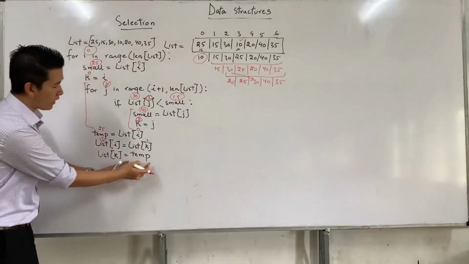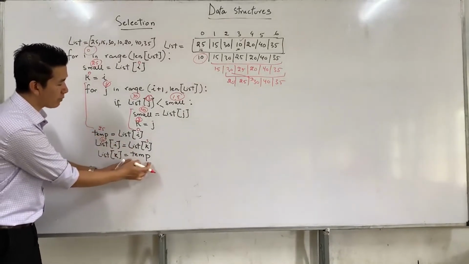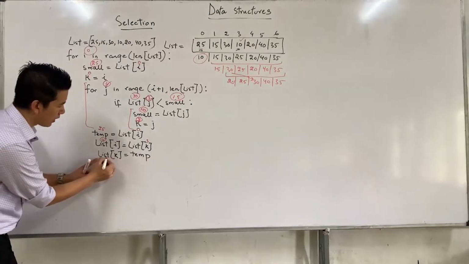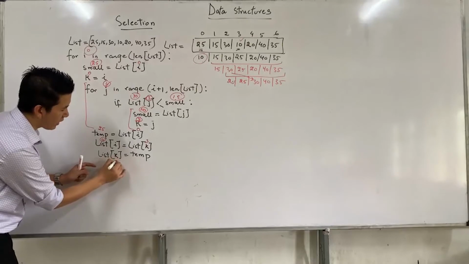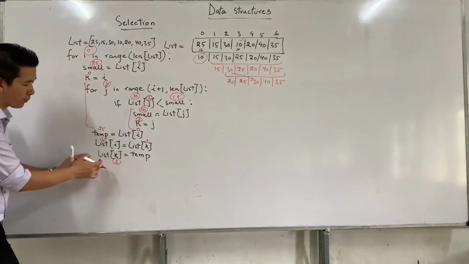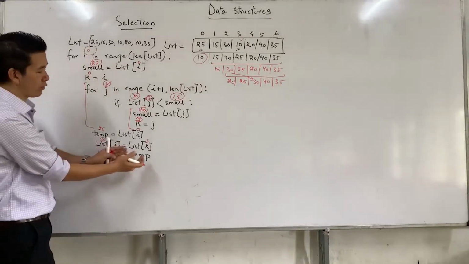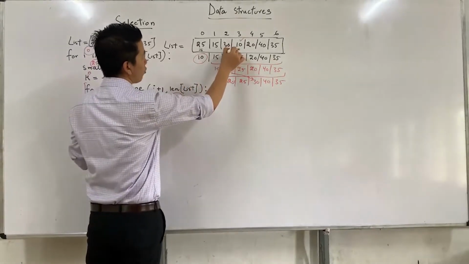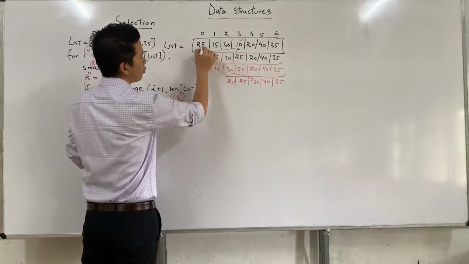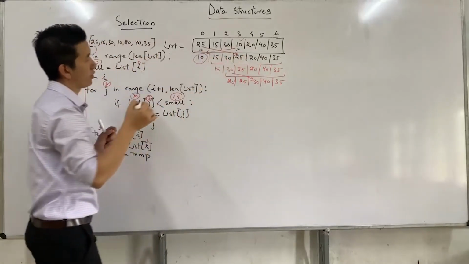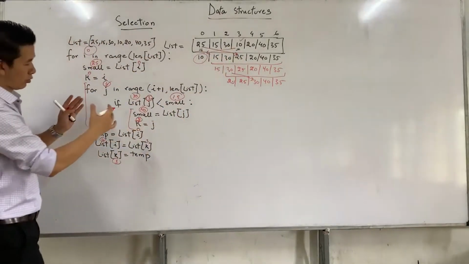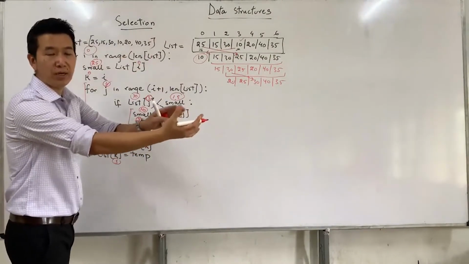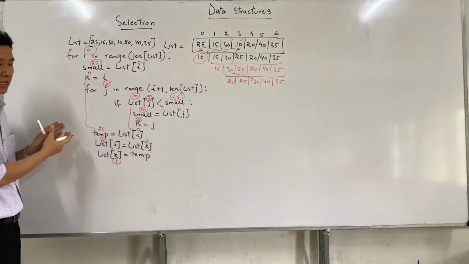And then you have this 25, the value of list of 0, which is the first element, will now be assigned to list of k. The value of k is 3. So in list of 3, I'll now have the value 25. So this 10 will come here and this 25 will go there. This is how you interchange the smallest number with the first element, right?